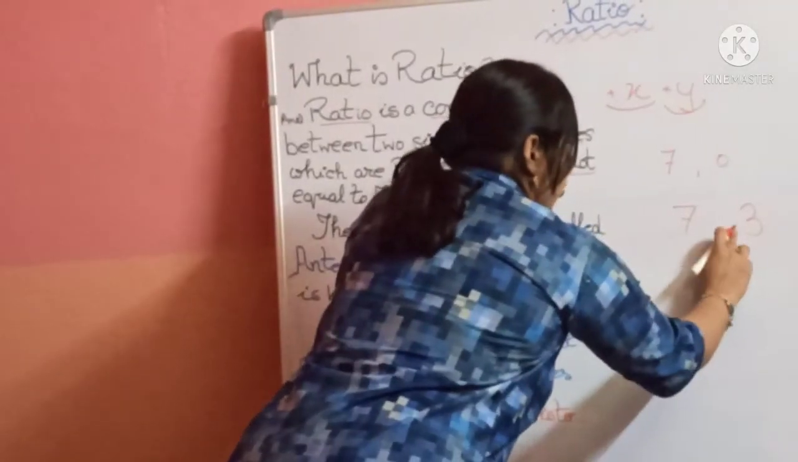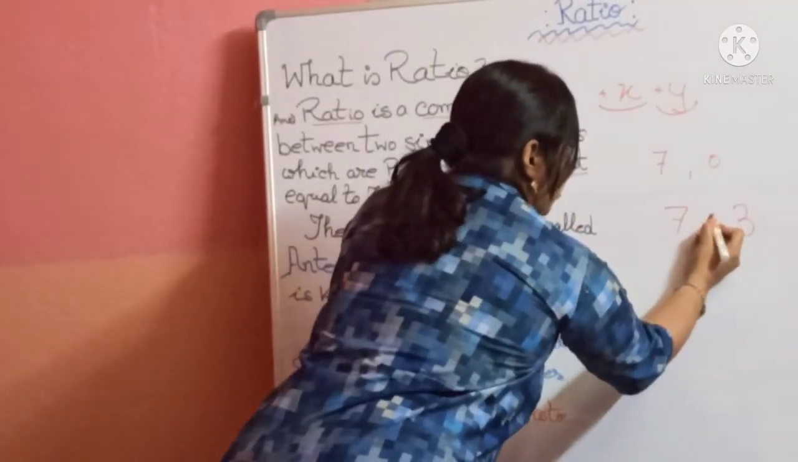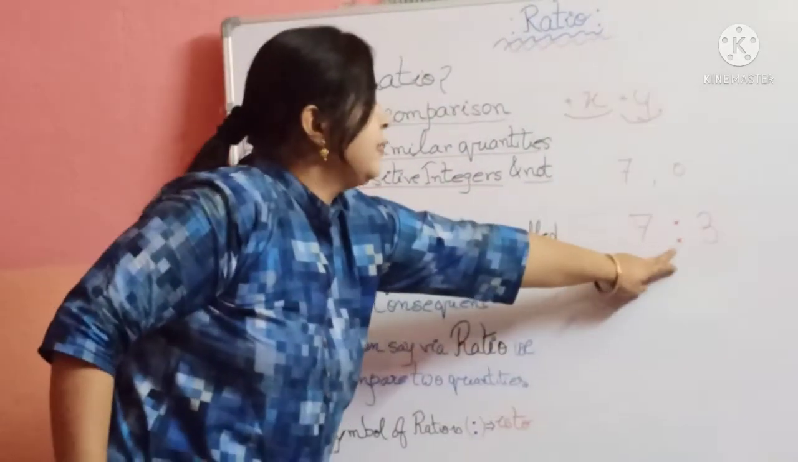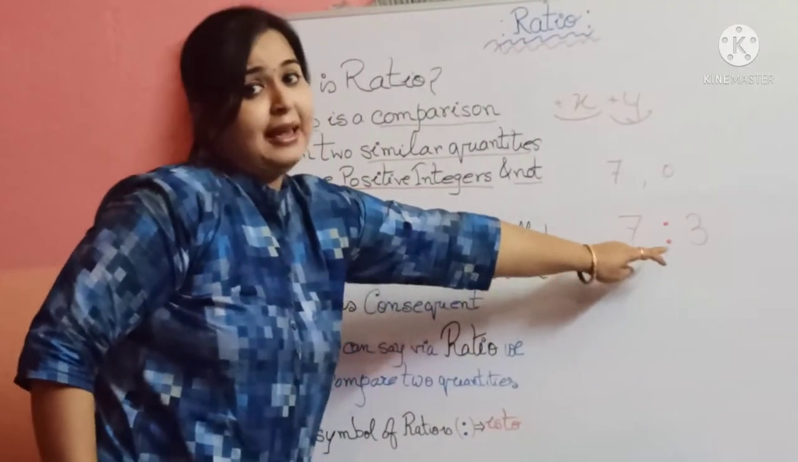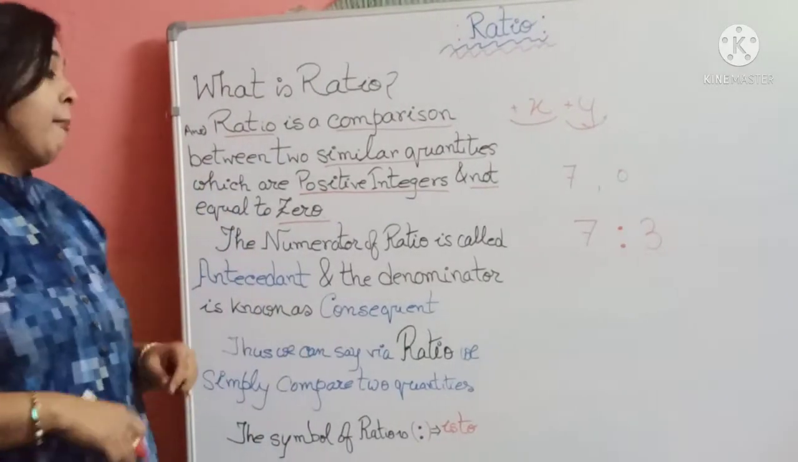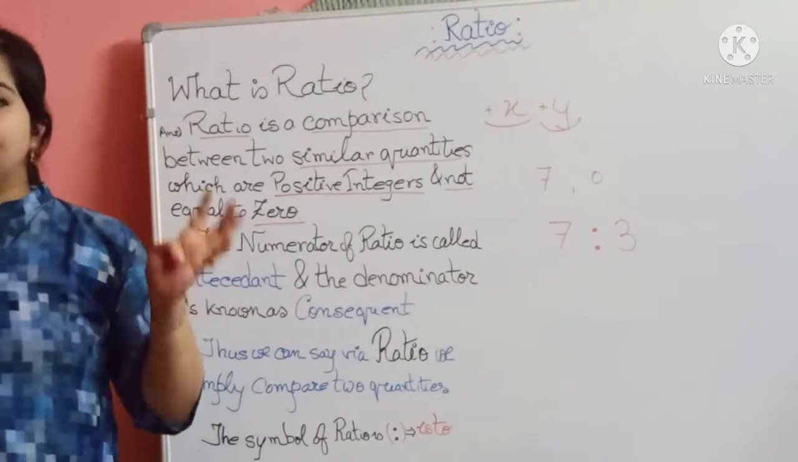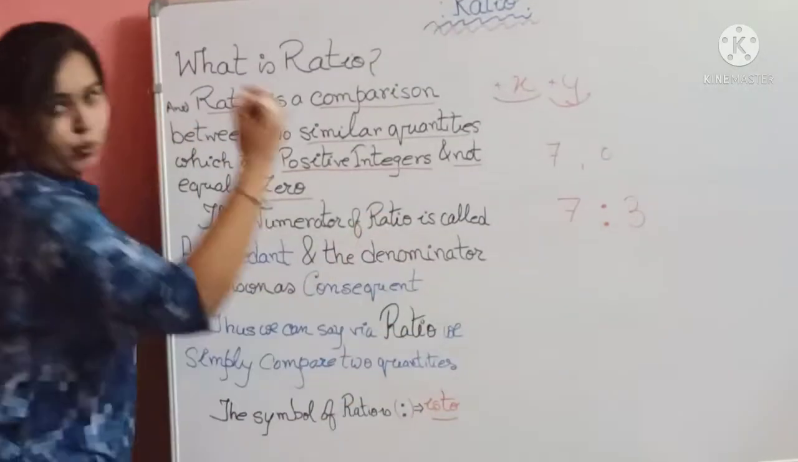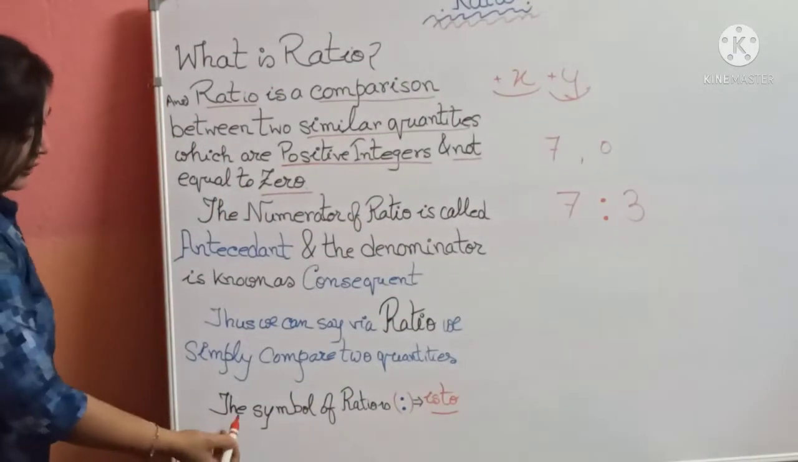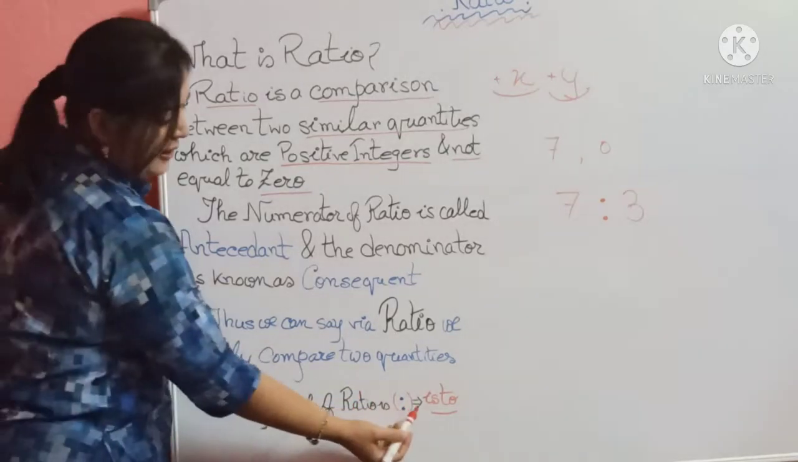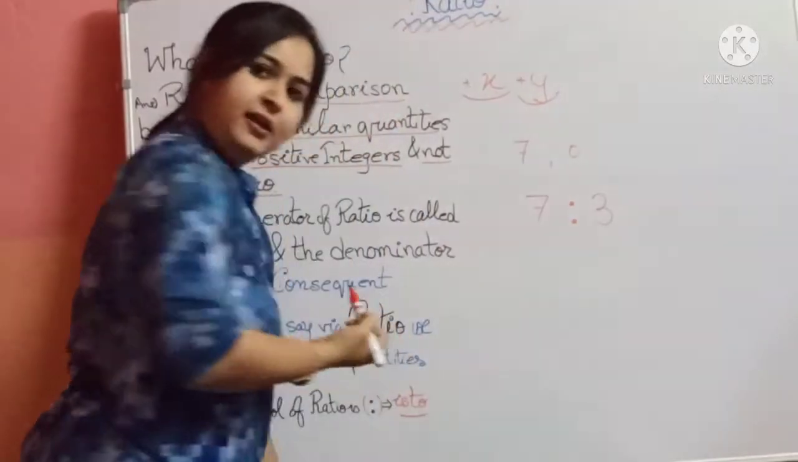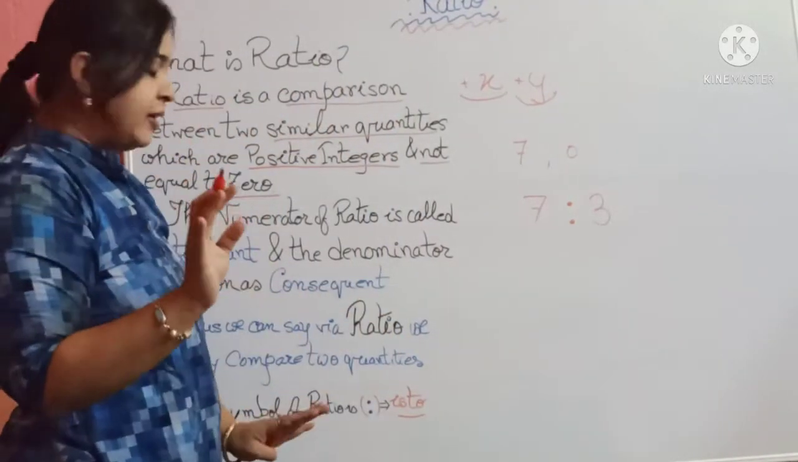For ratio, what symbol do we give? We give a symbol like this. Do you know this symbol? In English we say it as colon, but in maths while doing ratio we say it as "is to". See, I have written the symbol of ratio as "is to". Now 7 is to 3. Okay, this much you understood?